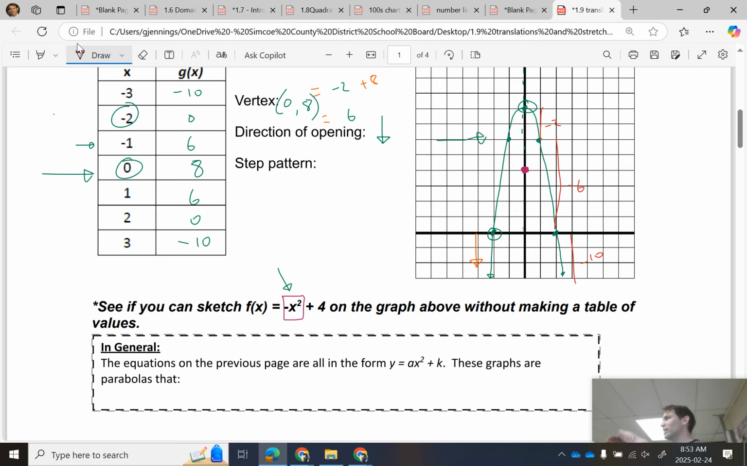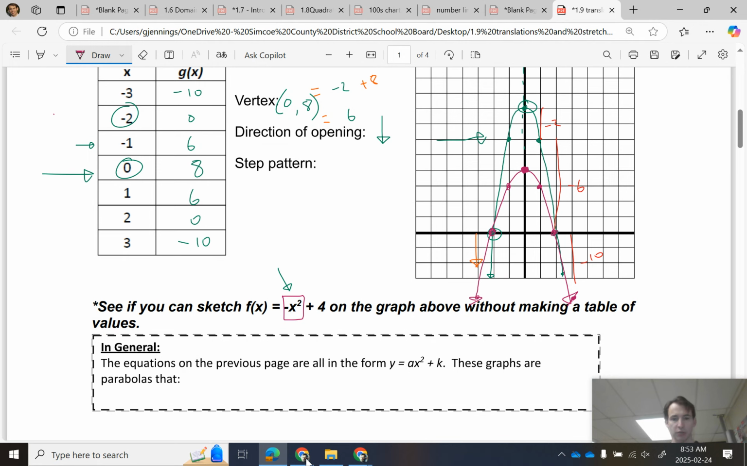So I'm just going to use my step pattern around that 4 and kind of do this. So I'm going to go over 1, down 1, over 1, down 3, and over 1, down 5. And that's there. Over 1, down 1, over 1, down 3, over 1, down 5. So this is negative x squared plus 4. All right. That's what that would look like.